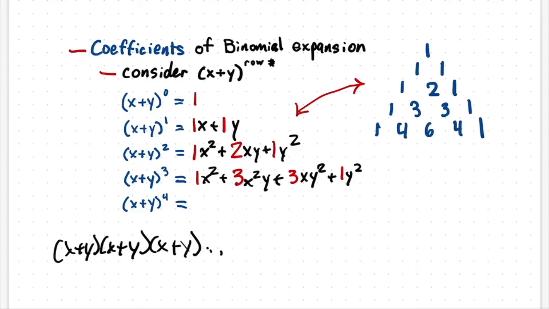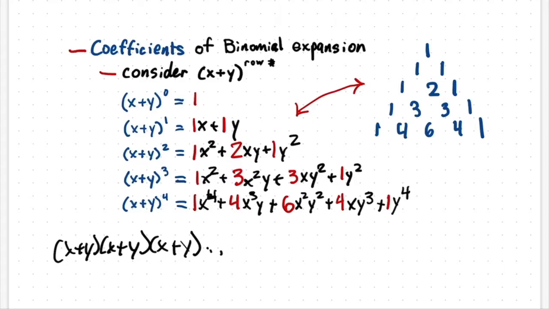But if you understand the rule that the coefficients are equal to the row numbers on Pascal's triangle, then we can just say that we know instinctively that it is just 1 x to the 4 plus the next number is 4, so the coefficient's 4, x cubed times y plus, then the next number is 6, so it would be 6 x squared y squared plus 4 xy cubed plus 1 y to the 4. And that pattern will hold for any row of Pascal's triangle.